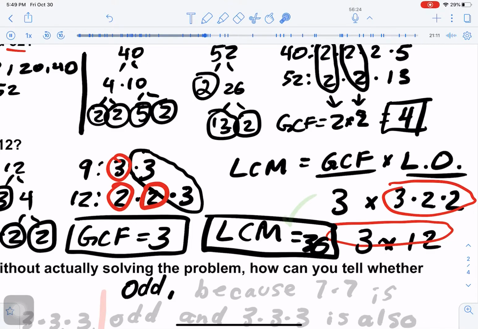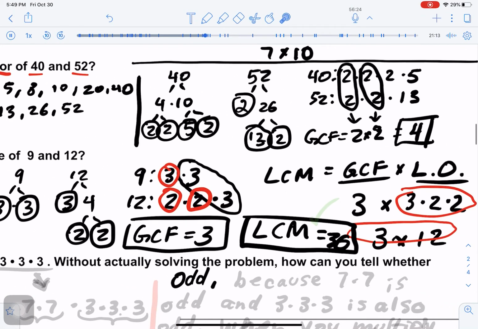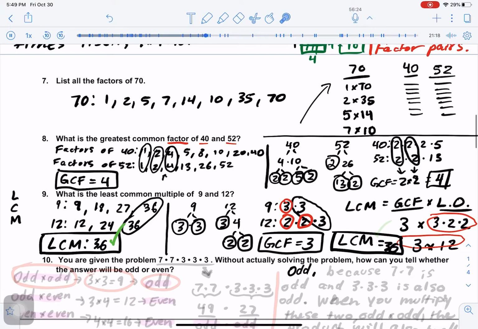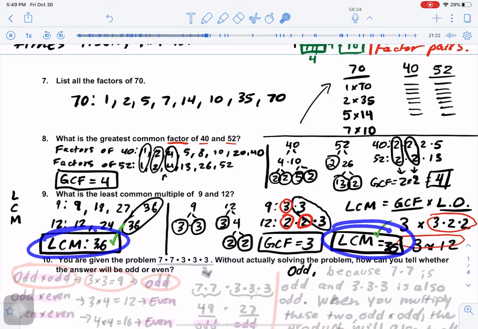And notice how we got the same answer using the traditional method by listing the multiples, and we also got 36 by using prime factorization.